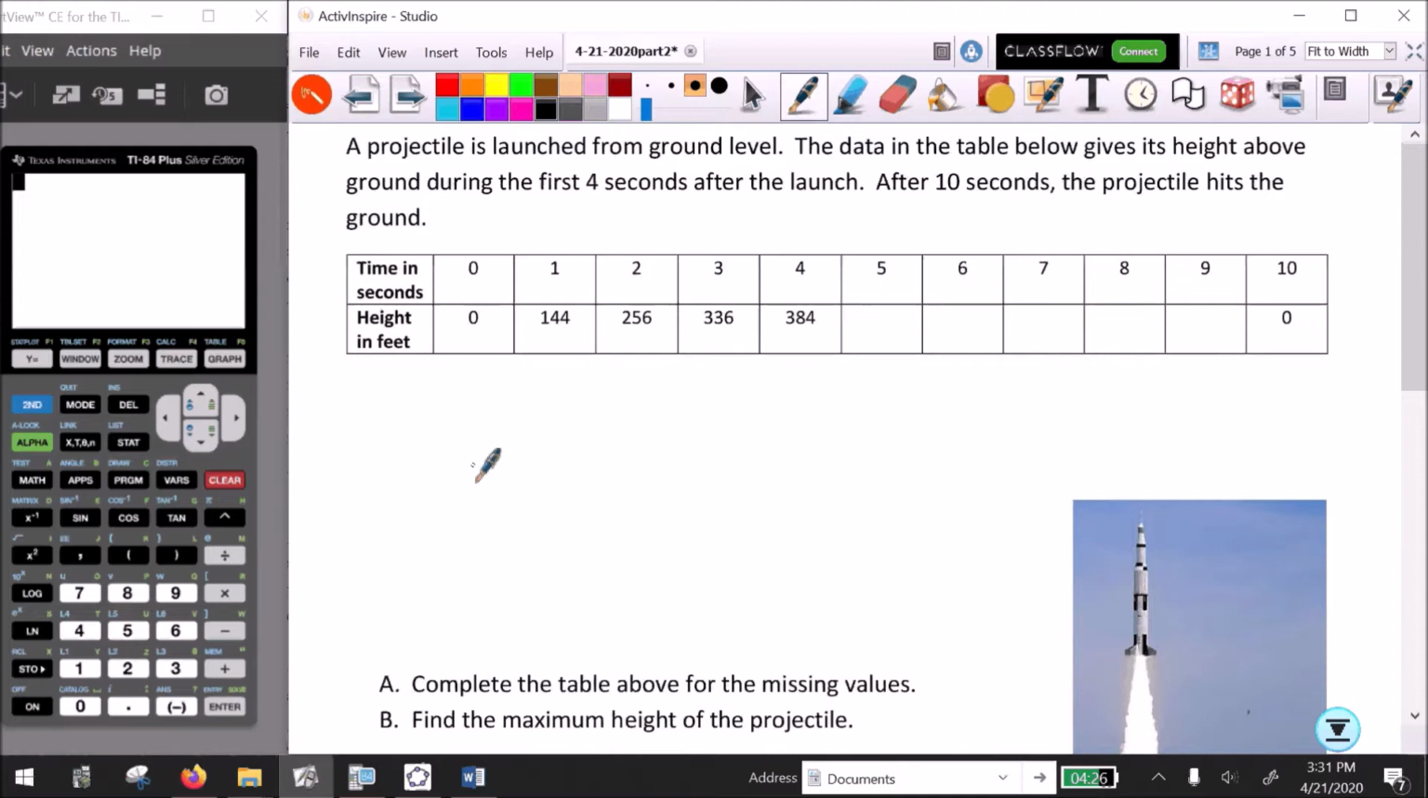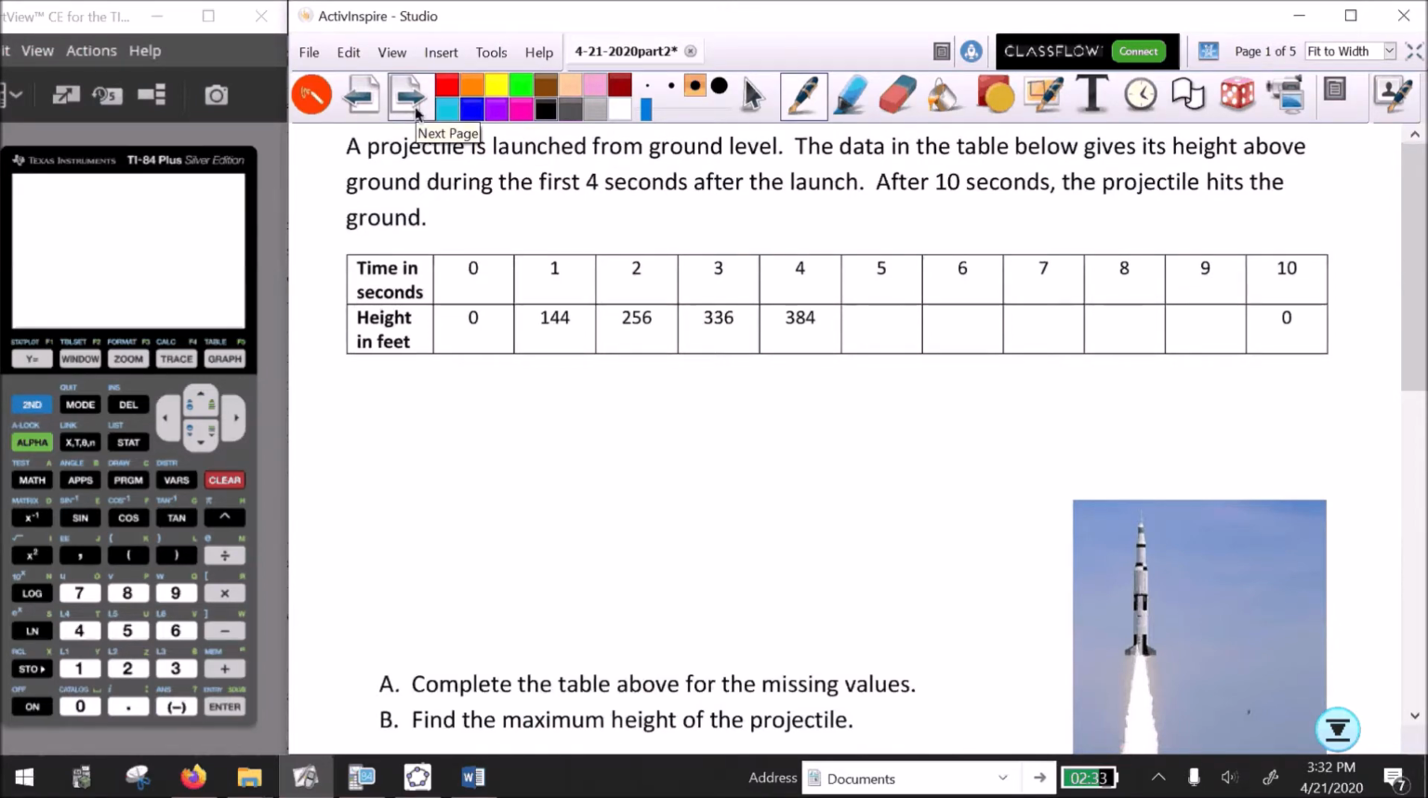I don't know if you recognize this problem, but we did this constructed response way back in December. I think it was on December 3rd. We actually solved this problem entirely by using the calculator without any real factoring or solving systems. We found a pattern in these numbers in the table.